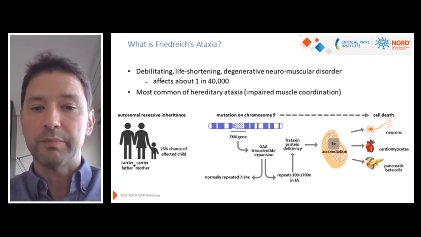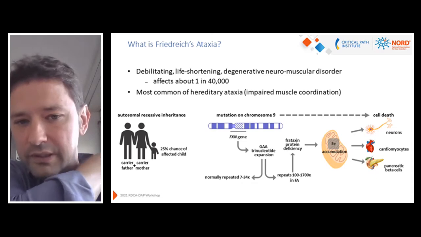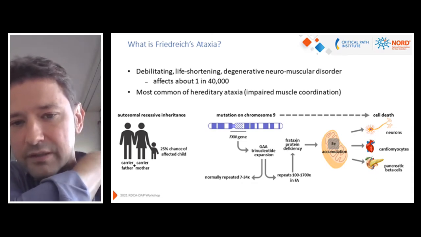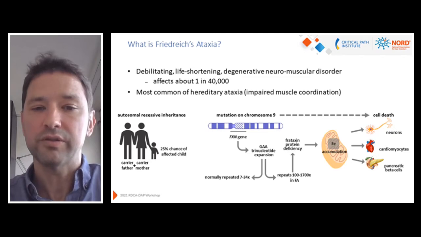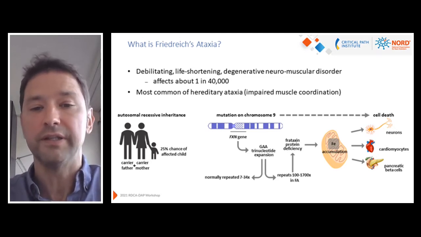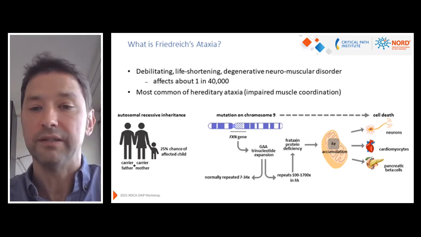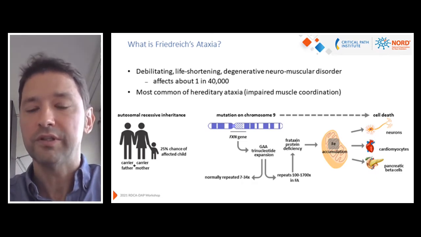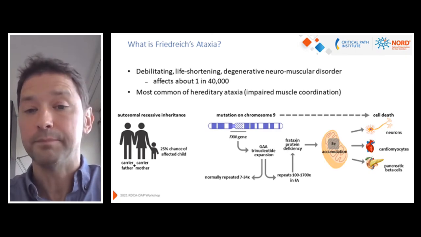The genetic cause is a repeat expansion in the frataxin gene. And this expansion usually has lengths up to 30, and that's the normal length. But in FA patients, it goes up to more than 1,000, sometimes 1,700 repeats. And these repeats cause a frataxin protein deficiency, leading, among other things, to iron accumulation in the cells, which then leads to cell death.